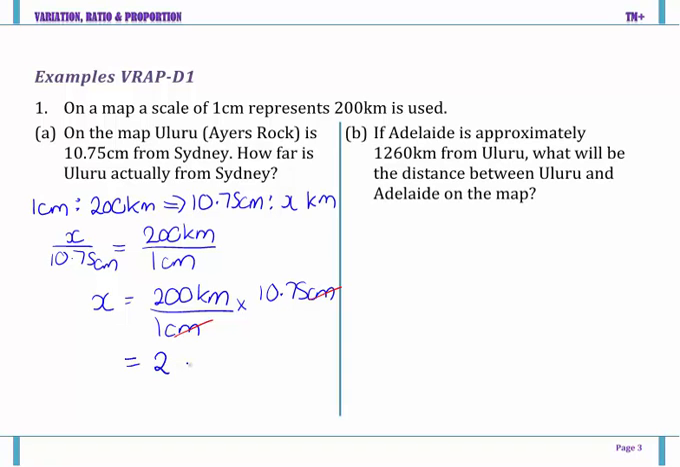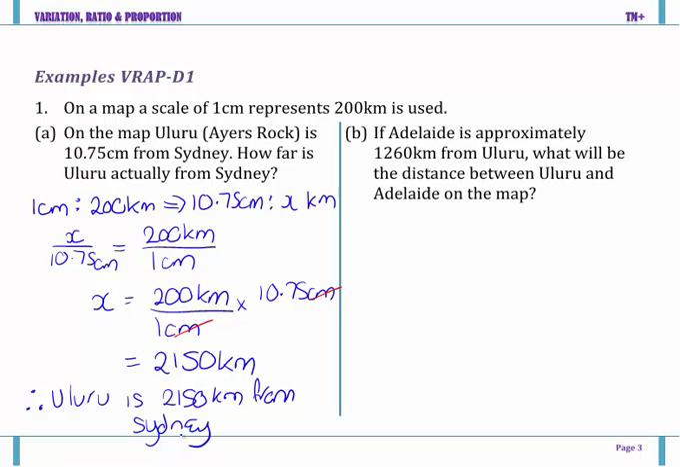Plug that in your calculator and you get 2,150 kilometres. And a therefore statement. Therefore, Uluru is 2,150 kilometres from Sydney. Let's look at the next one. If Adelaide is approximately 1,260 kilometres from Uluru, what will be the distance between Uluru and Adelaide on the map?